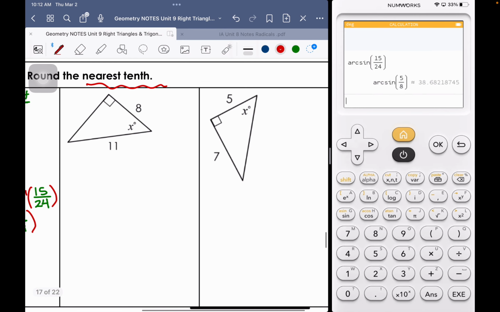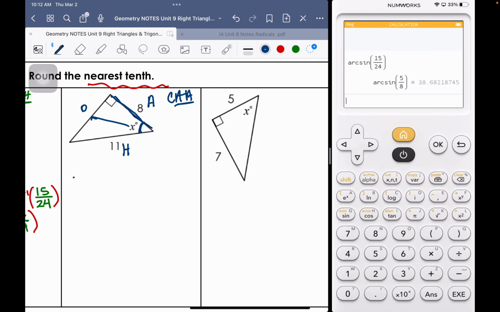Okay, let's do our next one. So here is our reference angle. Across from it is our opposite. Across from the right angle is our hypotenuse, so that makes 8 our adjacent. Okay, so think about the side that makes your angle, that is your adjacent. So we're working with adjacent and hypotenuse, which is, for SOHCAHTOA, CAH. So we're going to be using cosine. So the cosine of x is equal to 8 over 11.